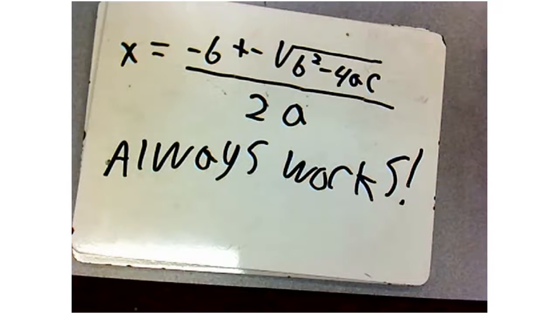So then you do them separately, right? What's 12 plus 16 divided by 2? It turns out to be 14. And then you do 12 minus 16 divided by 2. That's negative 2. So you get your answers of x equals negative 2 and x equals 14.